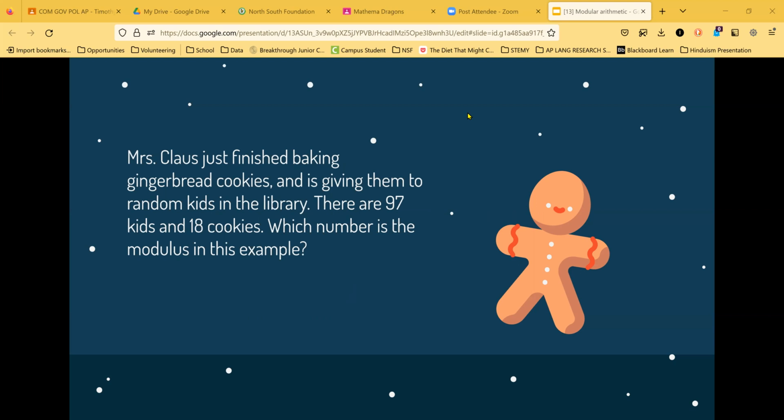So remember, in a typical equation, the modulus would be the number that divides, right? If we were thinking about this as division and then as modulus afterwards, it would be 18. Because what we're trying to do is find the remainder. We would be doing 97 divided by 18, and then whatever's left over would be the modulus remainder. So 18 is the modulus.